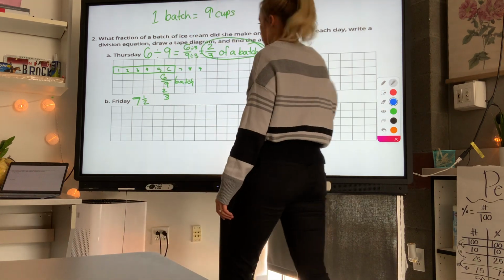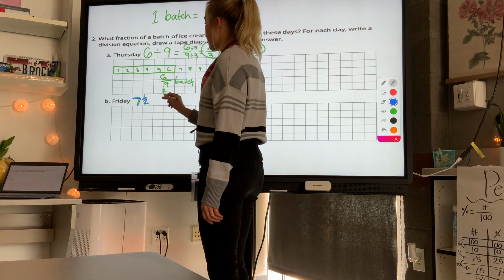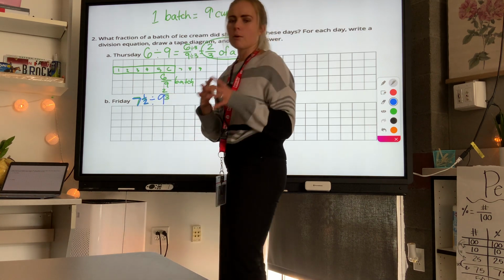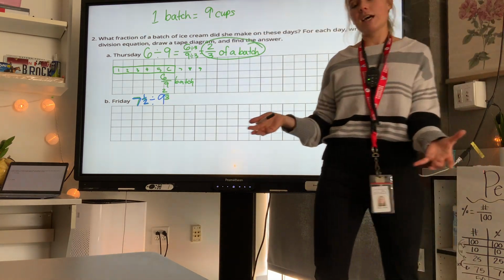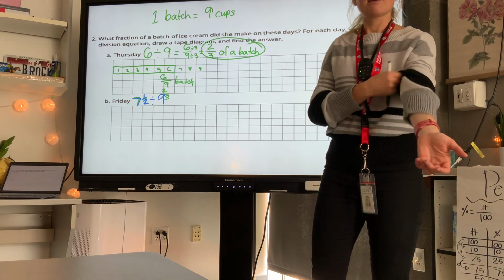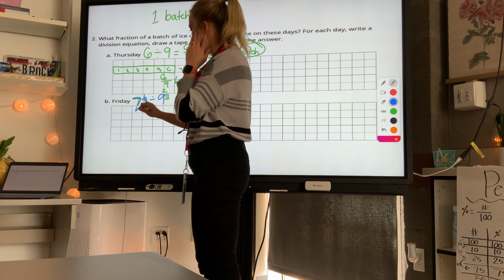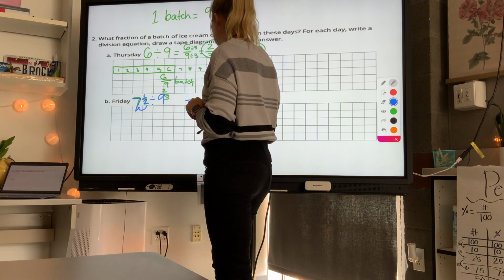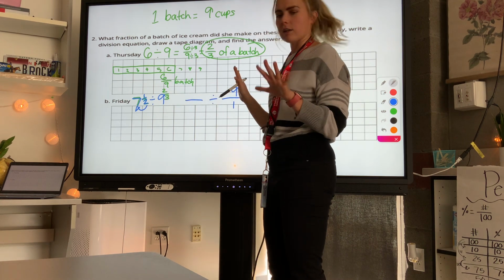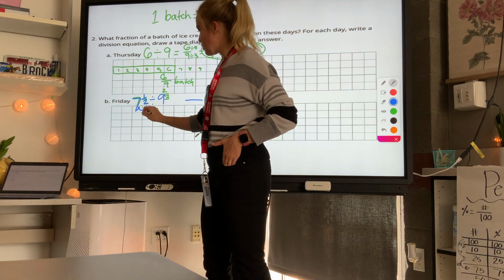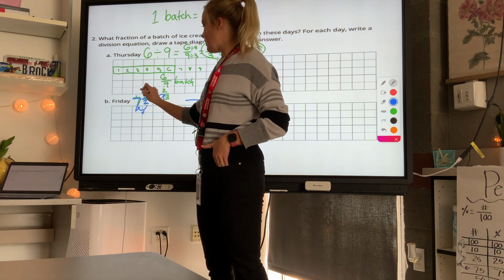I'm gonna change the color. We have 7.5 cups of ice cream, and we need to divide it by 9. We need to see how many batches. So we need 9 for one batch, and if I only have 7.5, that means I don't have a full batch, but I have a partial batch, right? So I'm gonna change this into fraction form, so I can have them both in fraction form. I know 9 is just 9 over 1, so that's easy in fraction form. This one, we need to multiply the denominator by the whole number. 2 times 7 is 14, and then you add the numerator.